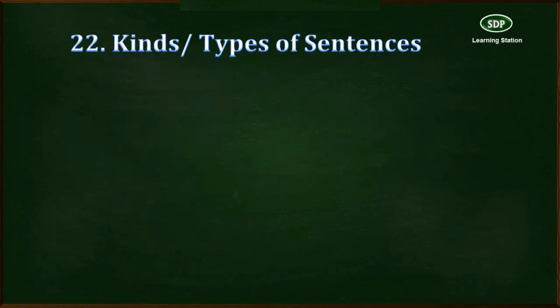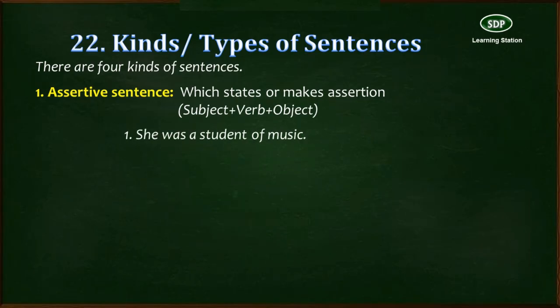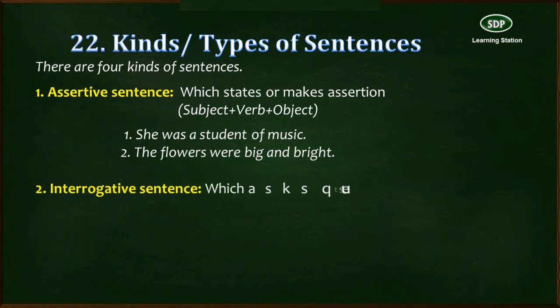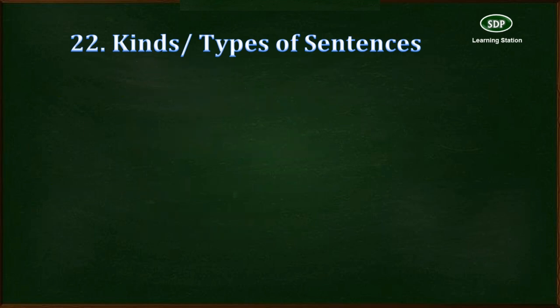Kinds of sentences. There are four kinds of sentences. 1. Assertive sentence, which states or makes assertion. She was a student of music. The flowers were big and bright. 2. Interrogative sentence, which asks question. How can we doubt her? Do plants have ears?